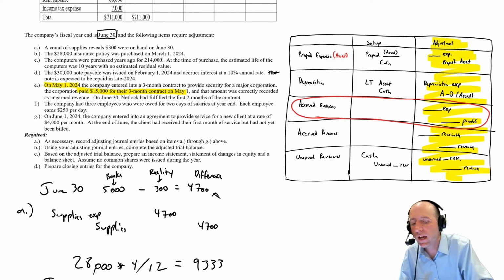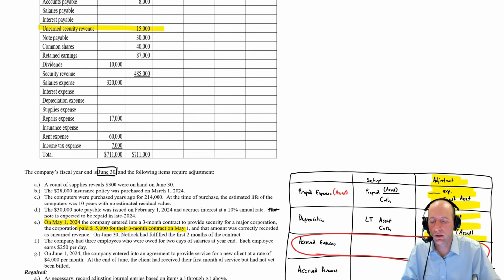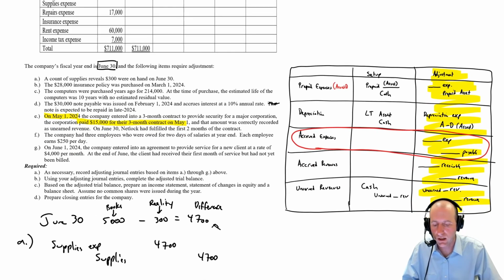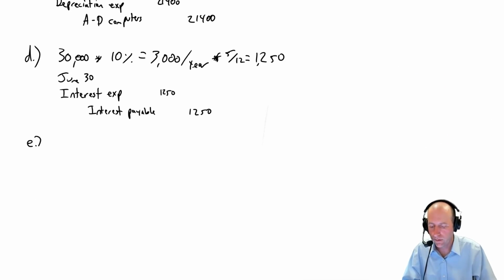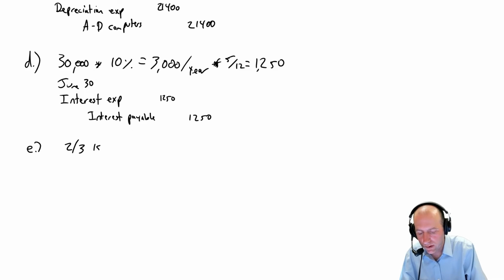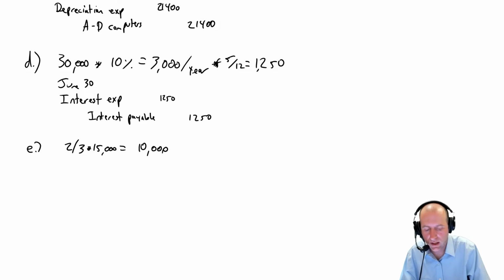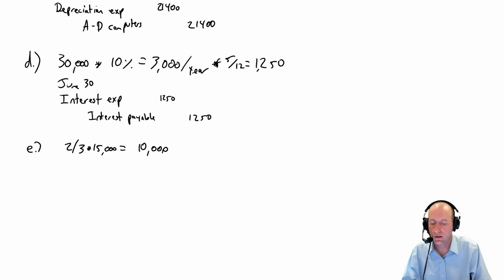So what this is saying is, look, we said this was all unearned revenue. This is a liability. We owe them service. We owe them security work. Well, guess what? We've delivered 2/3 of what we owed them, right? It's a 3-month contract. May and June, we've fulfilled the first 2 months of that contract. So we've done 2/3 of the work. We've earned 2/3 of the revenue. So here we go. E, 2/3 of 15,000 has been earned. 2/3 of 15,000 is 10,000. We've earned $10,000 in security revenue.